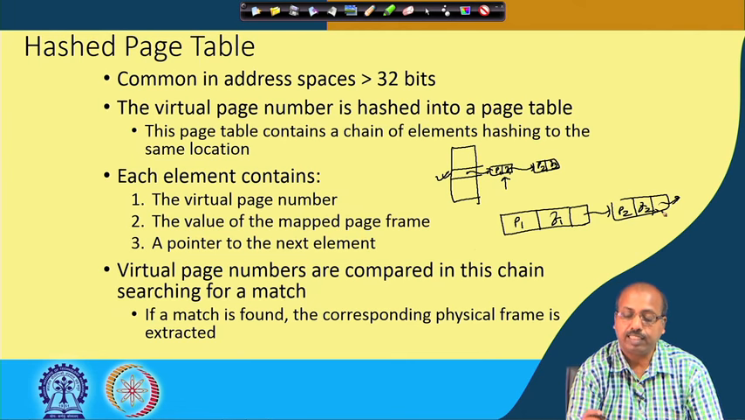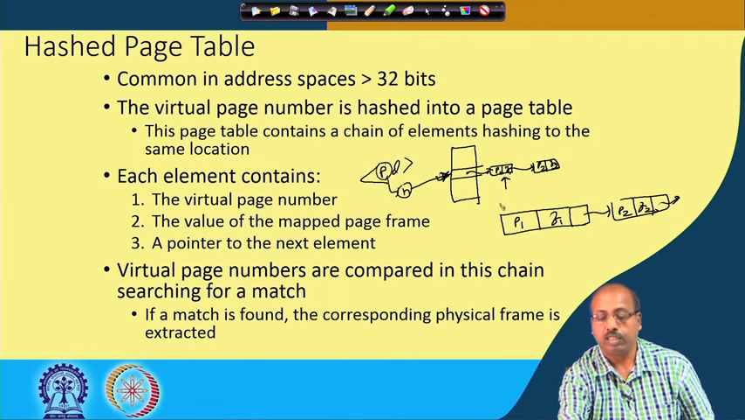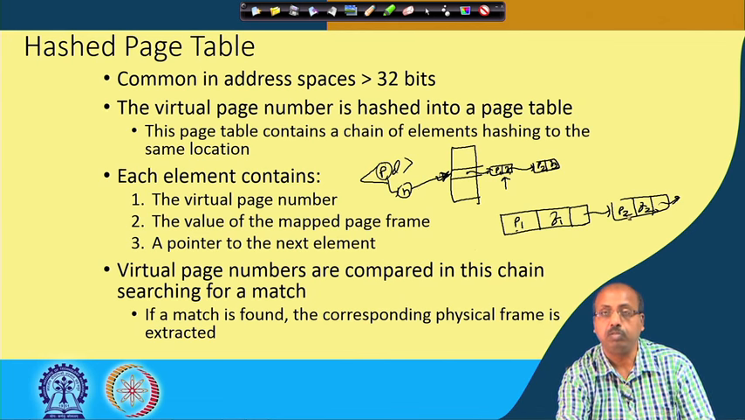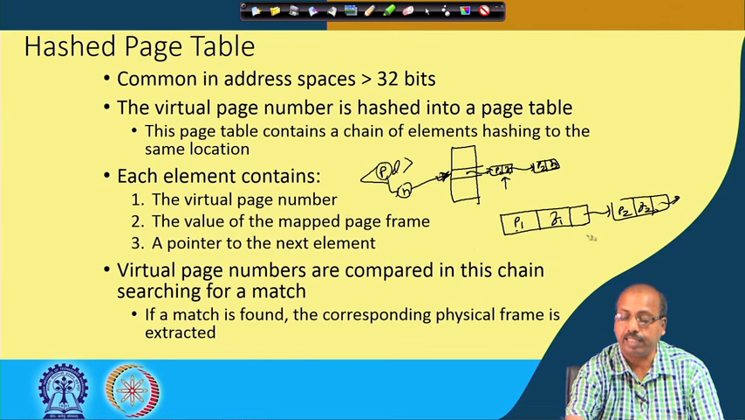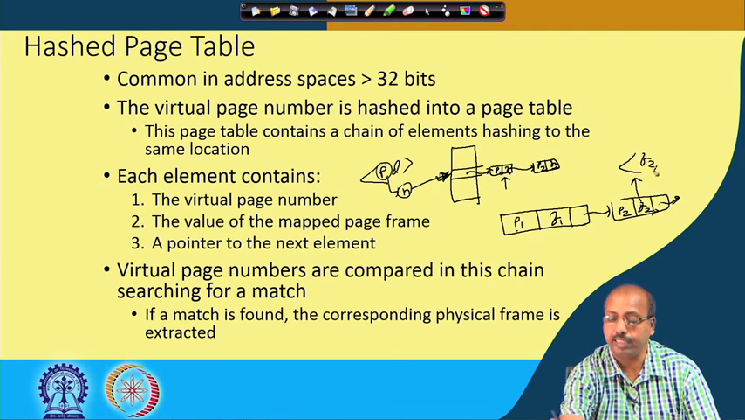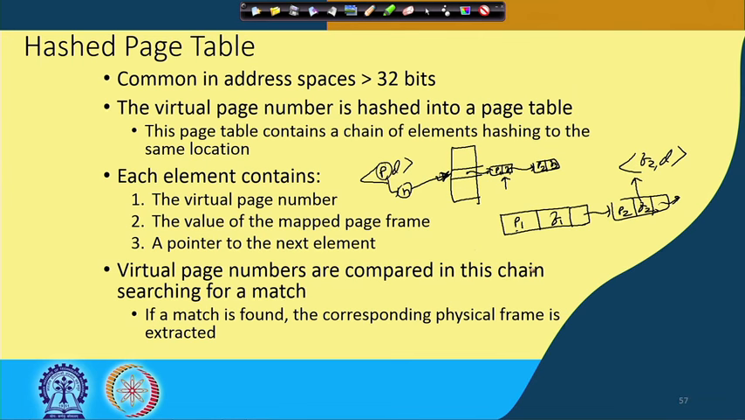Now, as I said, some address is generated by the CPU, P and D. This P is passed through the hash function H, and suppose it gives me this particular index of the page table. Then we search through this list to see whether P is equal to P1 or P equal to P2, like that. Wherever I find a match, that particular frame number is taken out. Suppose I find that P is equal to P2, then F2 and D give me the actual address of the memory that we have to access.